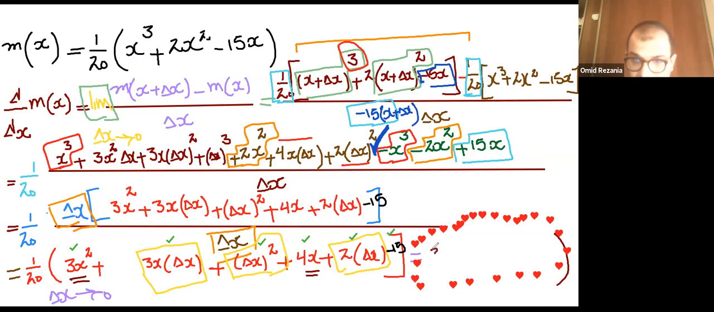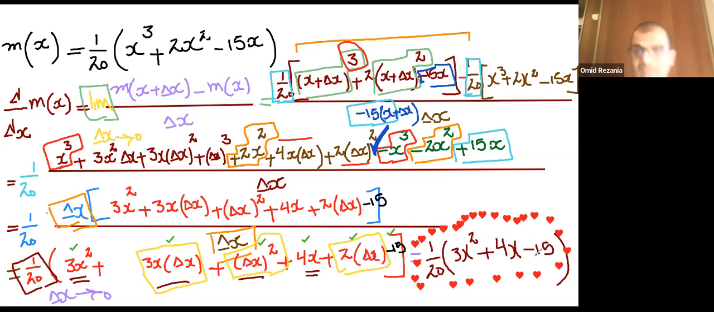I have 3x squared. I have 1 over 20, which is essentially the factor which I factored out. I have 1 over 20, then 3x squared. I have delta x goes to 0, which means that this term is going to vanish. This term vanishes. I have plus 4x. This term vanishes when delta x is 0. I have minus 15. And that's the correct answer.